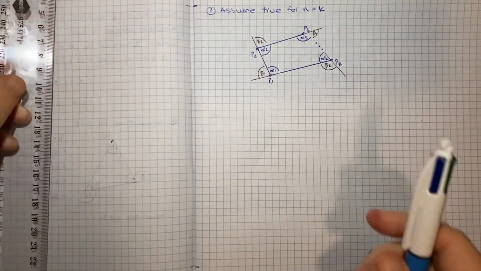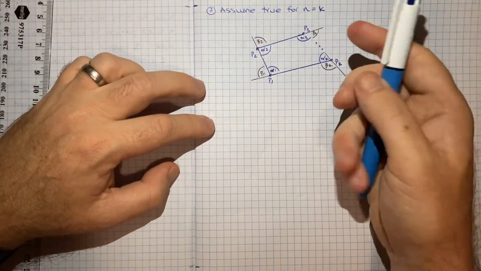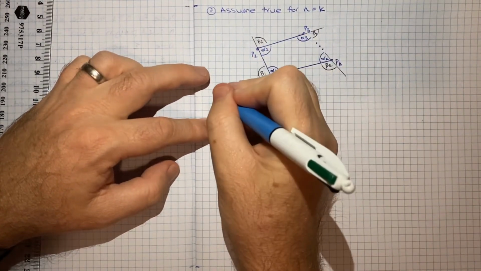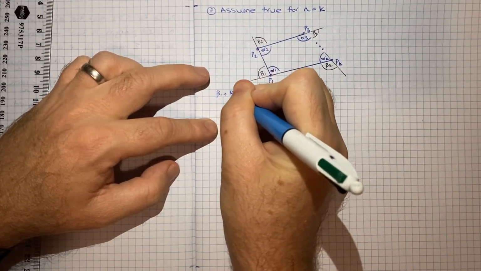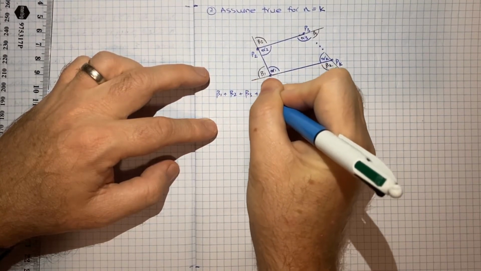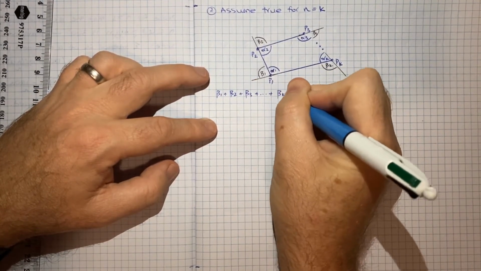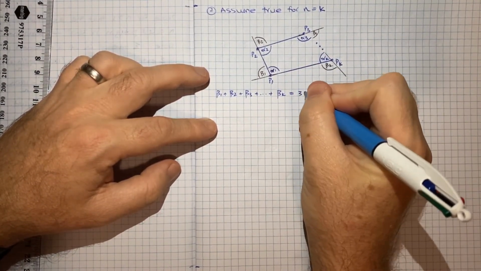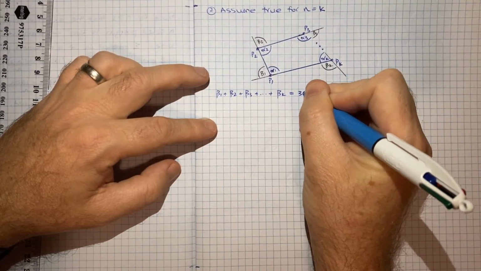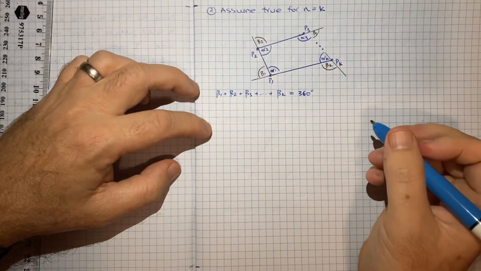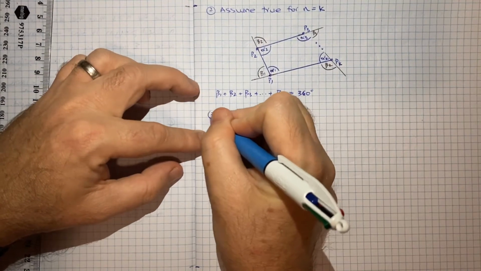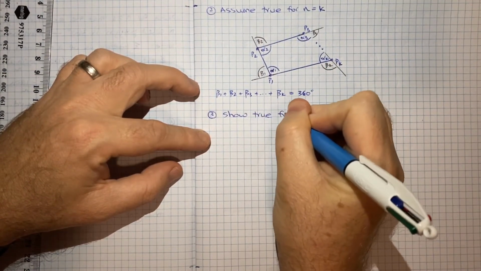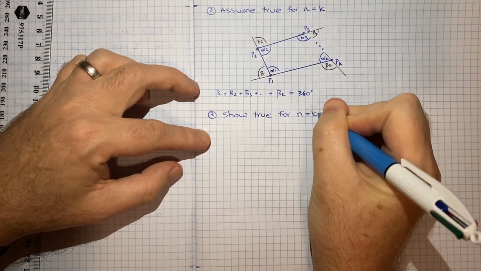And now what we want to say ultimately in this step 2 is we're assuming that all of these betas, so beta 1 plus beta 2 plus beta 3 all the way up to beta k, if the result is true, that those angles add up to our 360 degrees. So that's step 2. So now for step 3, we want to show that this is true for n equal to k plus 1.